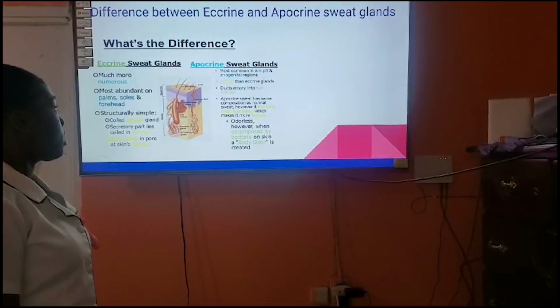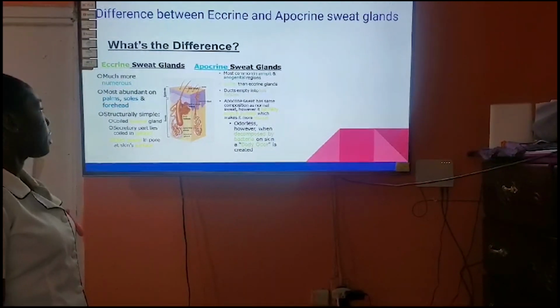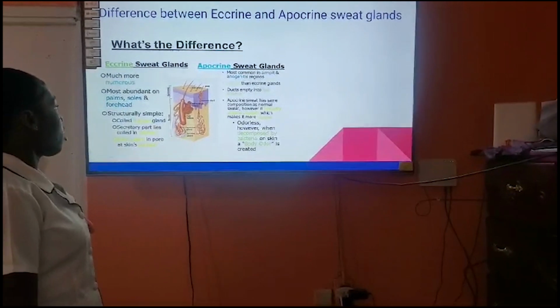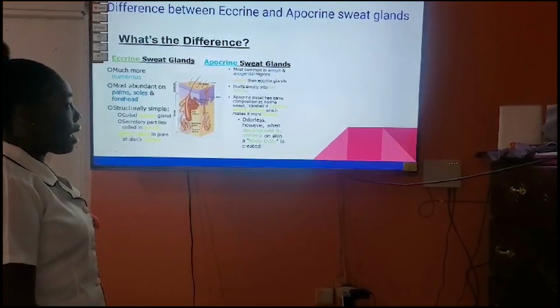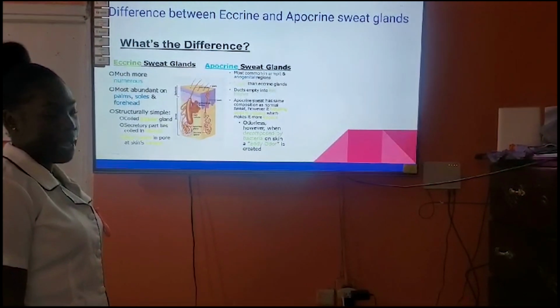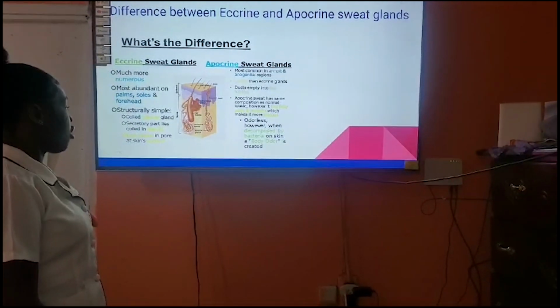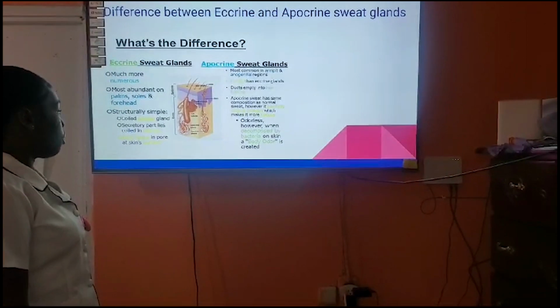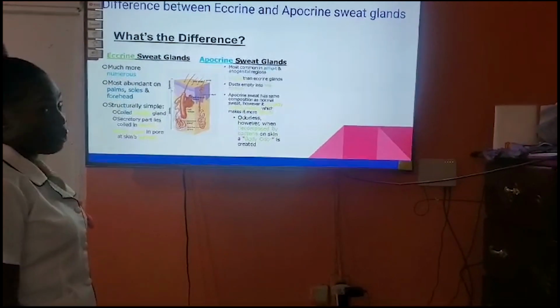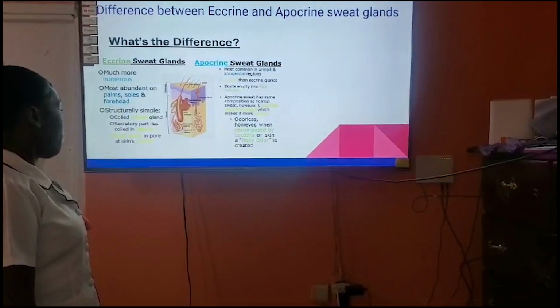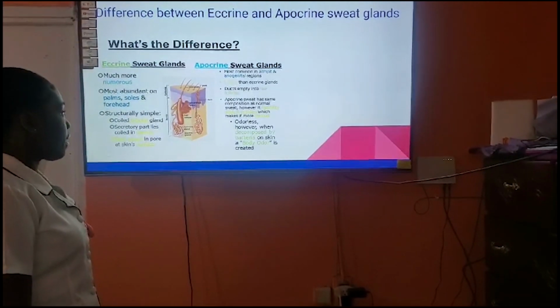Now let's look at some other differences. Eccrine sweat glands are much more numerous. They are most abundant on the palms, soles, and forehead. They are structurally simple, coiled tubular glands. The secretory part lies coiled in the dermis. Their ducts open in pores at the skin surface.